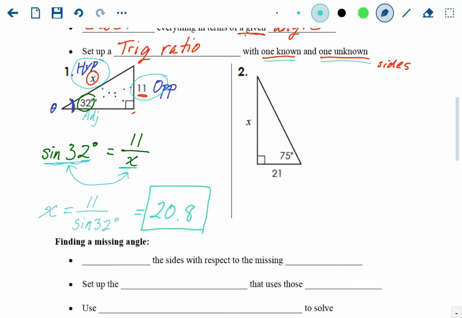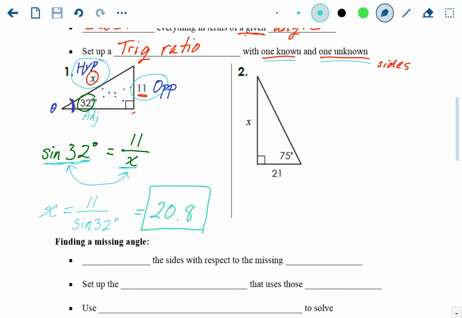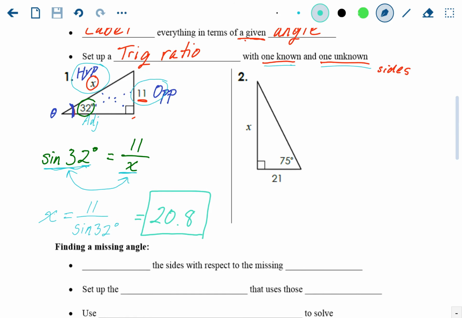Now again, your answer should make sense. If you have a side length of 11, you shouldn't have a side length of like 5,000. The hypotenuse is always the longest side, so it shouldn't be smaller than 11. We'll talk a little bit more about that. But your answer should make sense in the context of the problem.